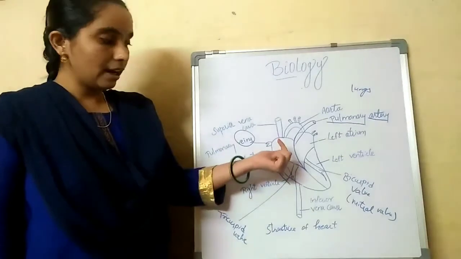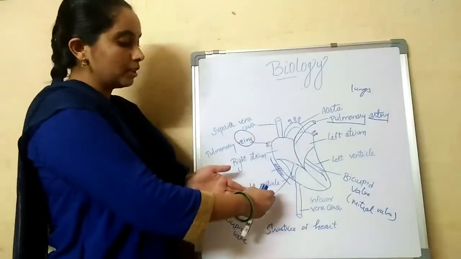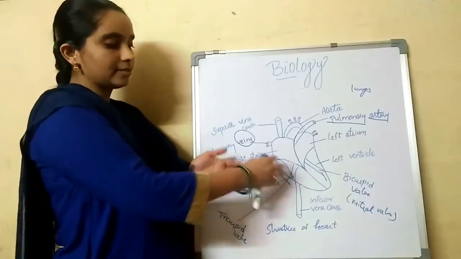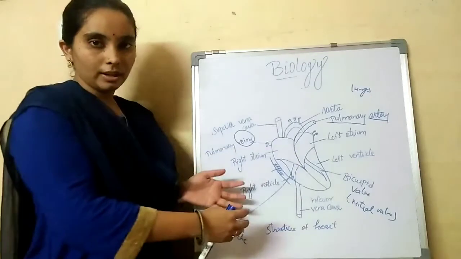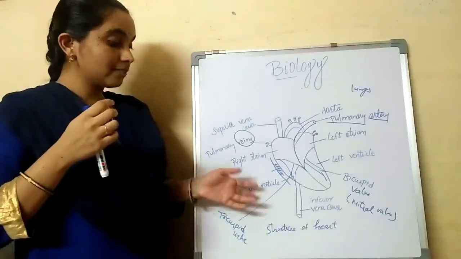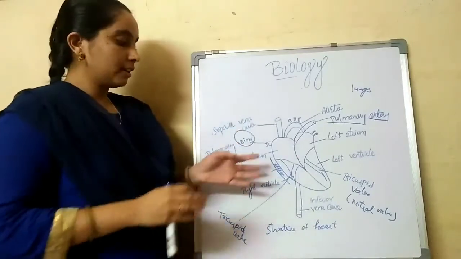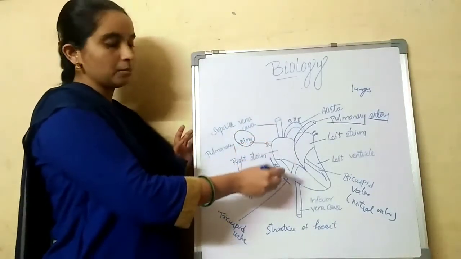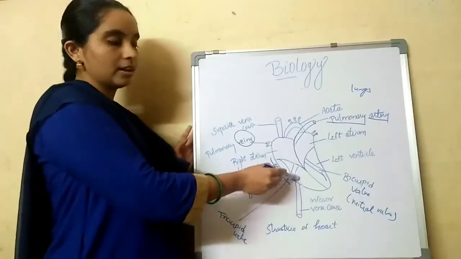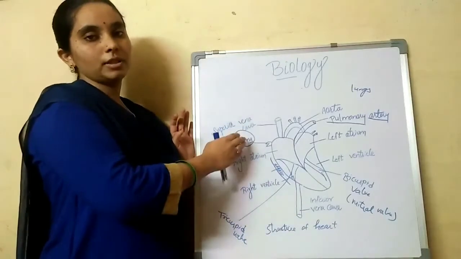Okay. So when the atrium has to send the blood to the ventricle, then the valves open. Then the blood will flow from atrium to ventricles. So these valves will also prevent the backflow of the blood. Blood should travel only in one direction, that is from atrium to ventricle, but not from ventricle to atrium. So these valves also prevent the backflow of the blood.